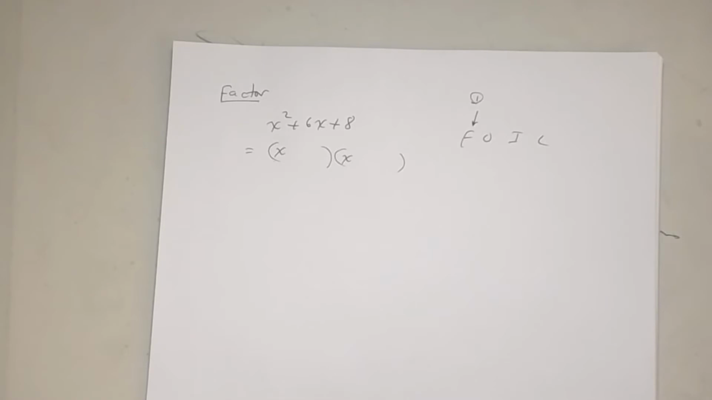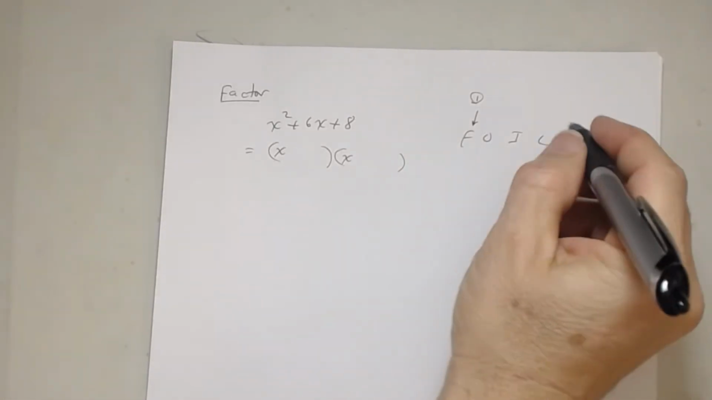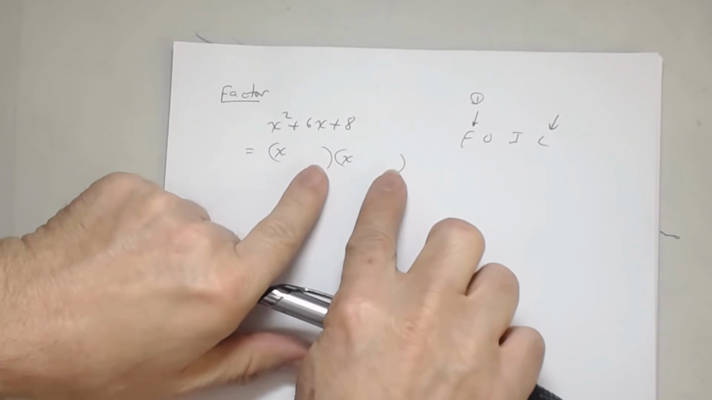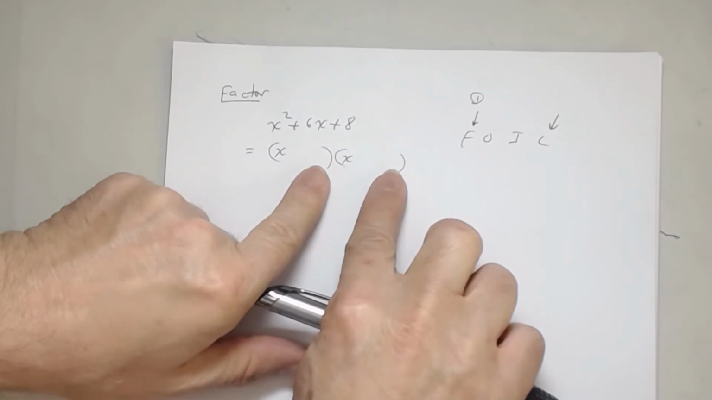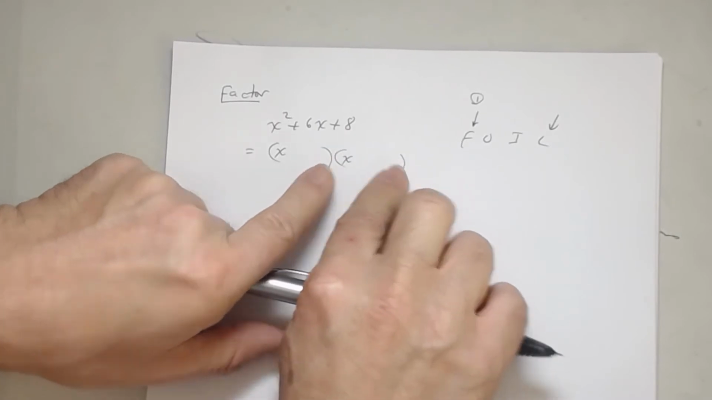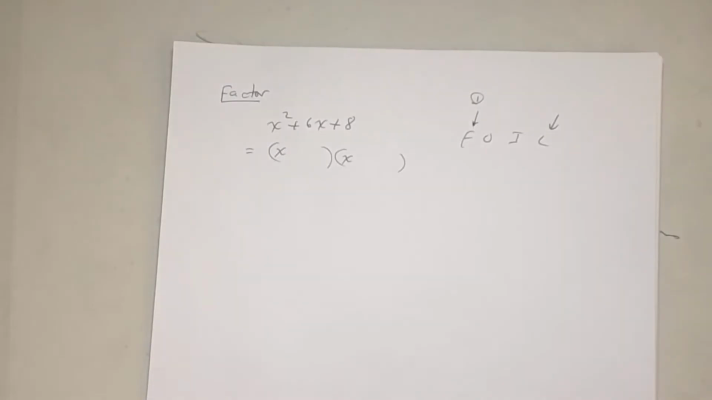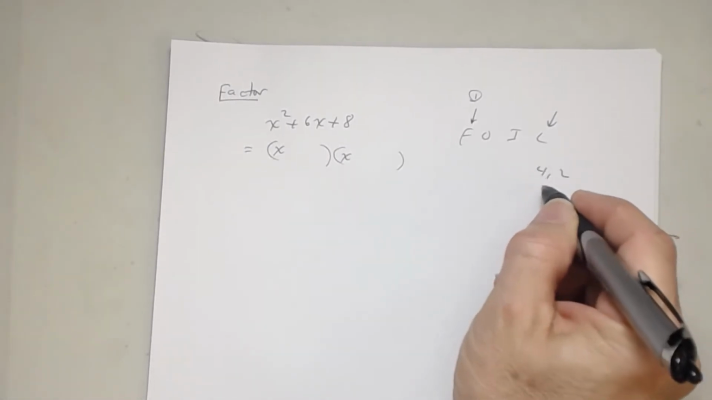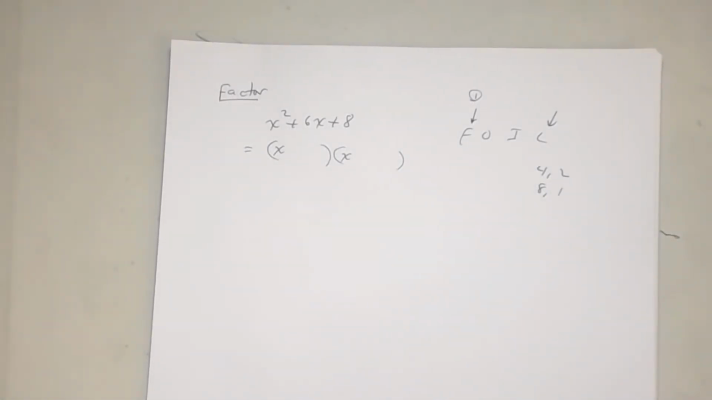Then you go to the L, the last. You want to fill in those 2 last terms. Well, what times what is 8? There are several possibilities, and you have to think of all of them. There's 4 times 2. There's 8 times 1, right? And those are the only possibilities, in terms of whole numbers.